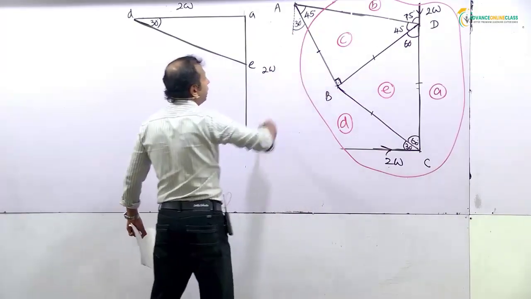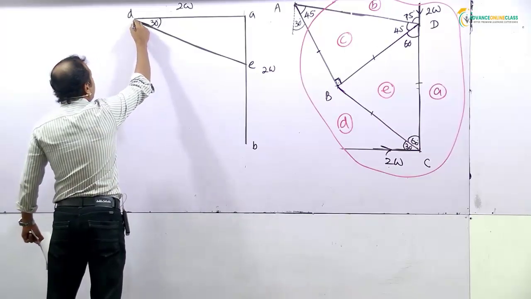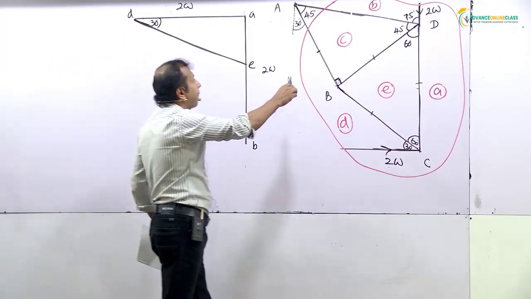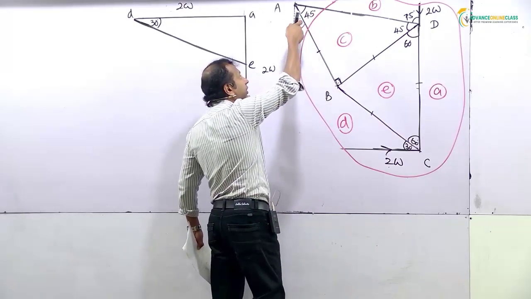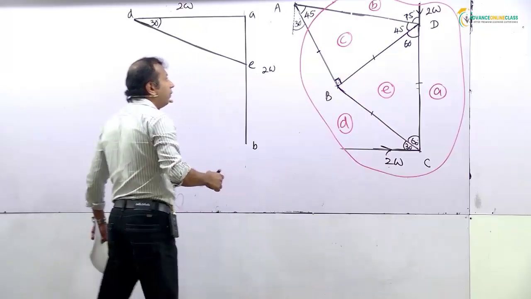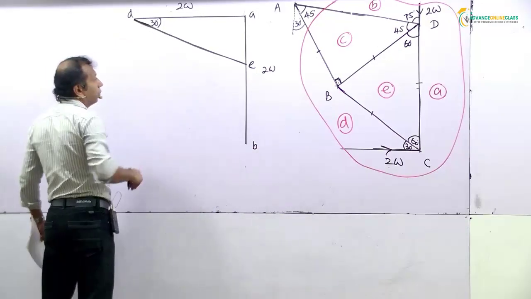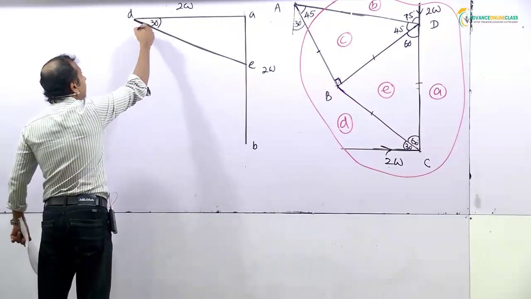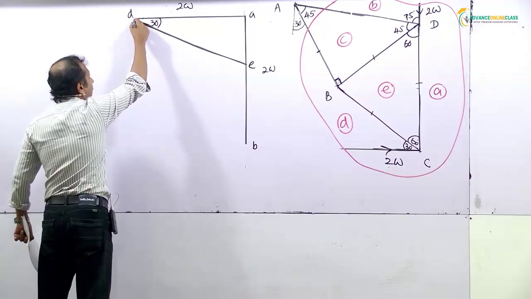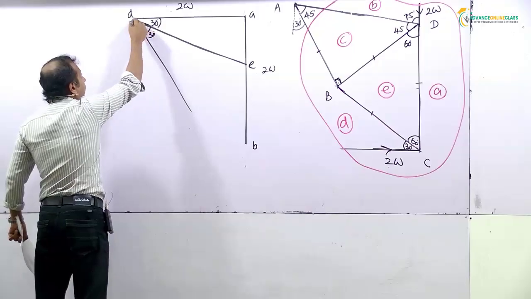CD must make 30 with the vertical. DC, here. This AB rod, no. That makes 30 with the vertical, means 60 with the horizontal. That should be CD. Then to the point D, we must draw a line parallel to AB, meaning making 60. Another 30 we must draw like this. This is 30.